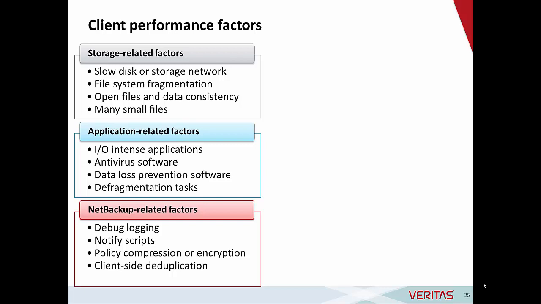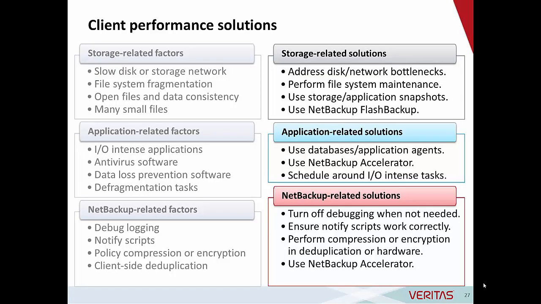The next step, after identifying where my bottlenecks are, is addressing and attempting to resolve them. This slide shows a number of different areas in which you can have bottlenecks. For example, storage-related factors, application-related factors, or NetBackup-related factors. For each of these categories of client performance issues, here are some recommended solutions to consider.